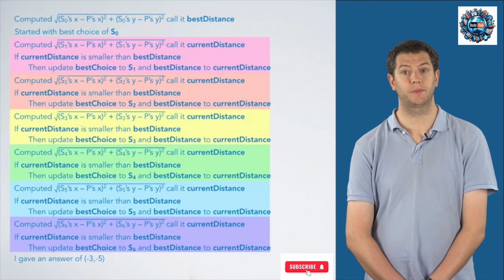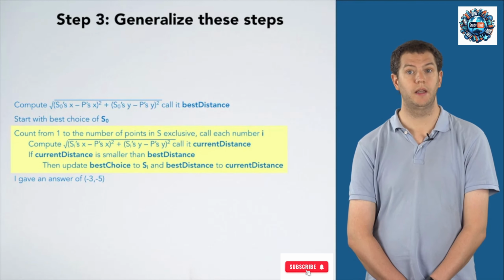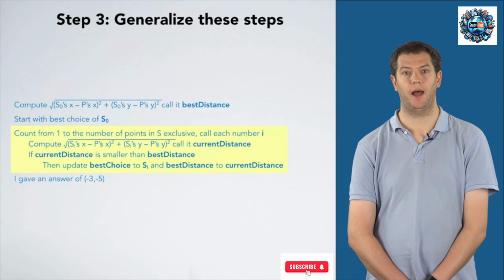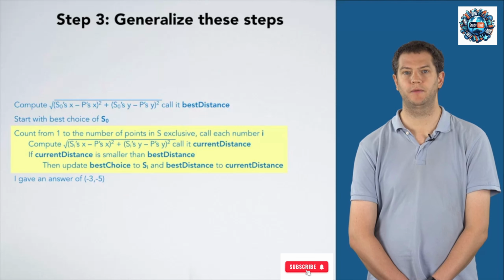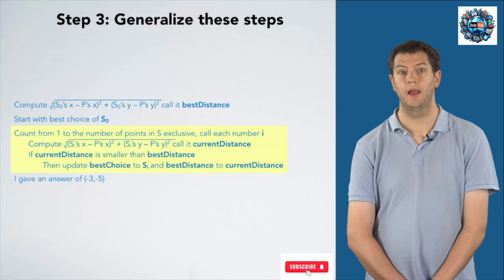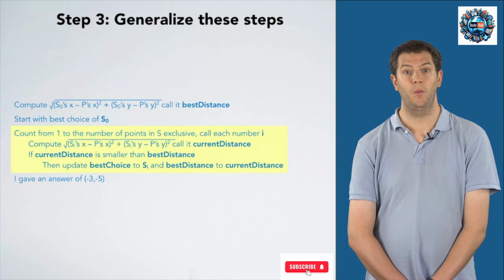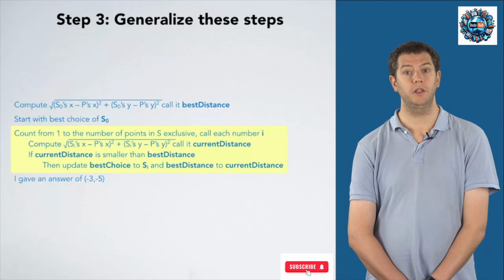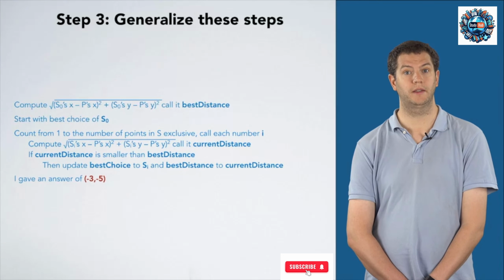That means we can express this as a repetition, where we count from 1 to the number of points in S exclusive. We'll call each number that we count I, and we'll compute the distance from the ith point in S to P. If current distance is smaller than best distance, then we'll update best choice to SI and best distance to current distance. We haven't changed our steps for the start or end, but we should generalize the point we give as our answer.